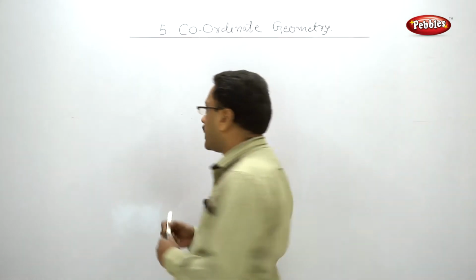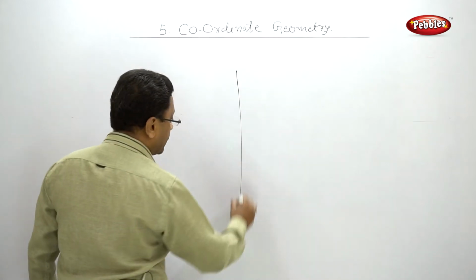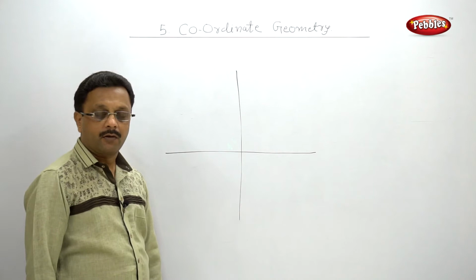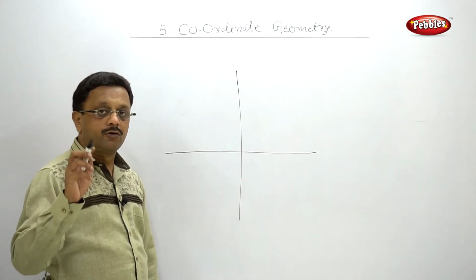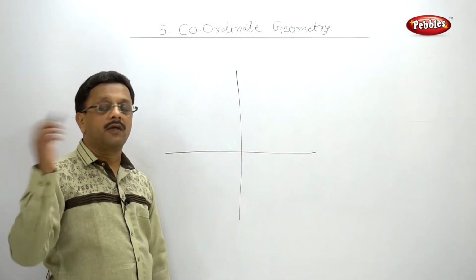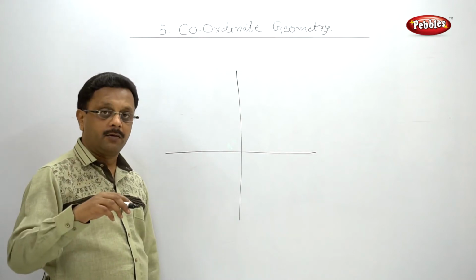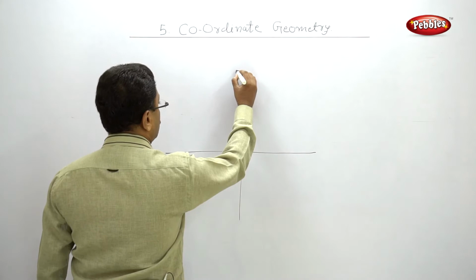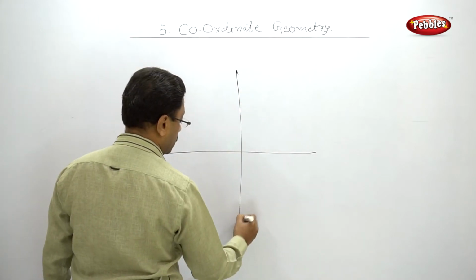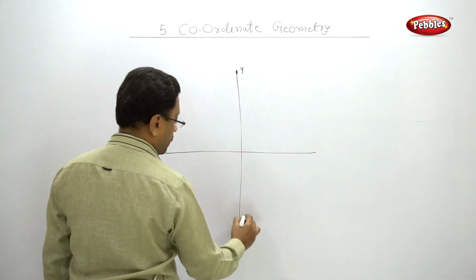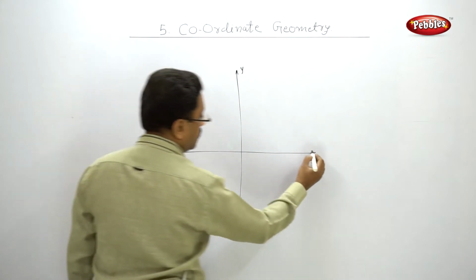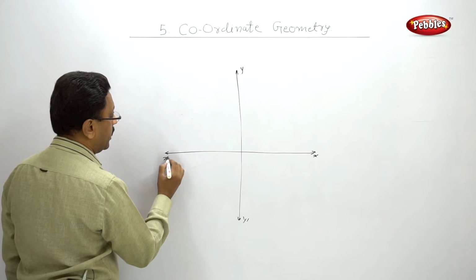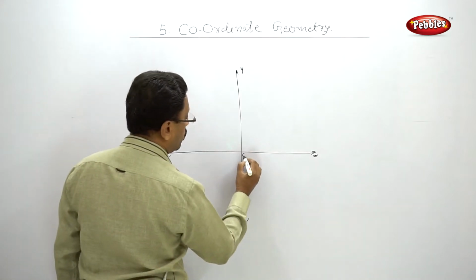First of all, we know that there is a y-axis and there is an x-axis. Whenever you draw these axes on graph paper or in your notebook, always remember you should draw them perfectly. Show the arrows, show y, y dash, x, x dash and origin O.